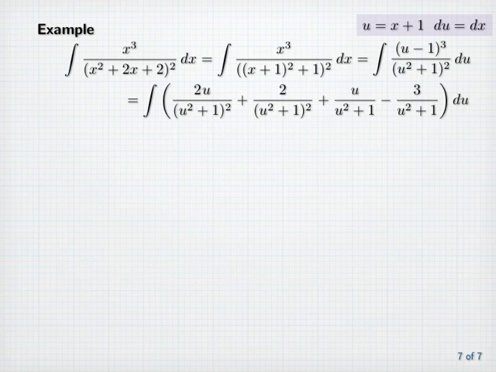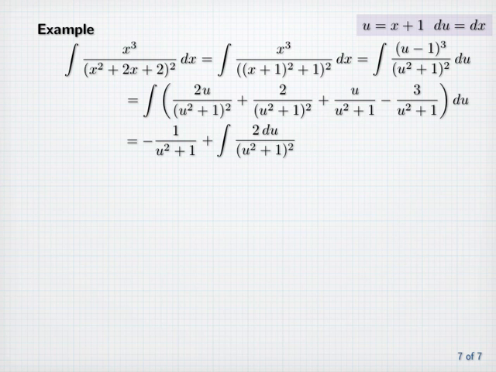Notice that in the first term, the numerator 2u is exactly the derivative of what's inside the square in the denominator. So if we were to substitute, say, v equals u squared plus 1, this would become dv over v squared, which would give us a minus 1 over v, so that term contributes a minus 1 over u squared plus 1. The second term is more complicated. Let's leave that alone for now. That's going to end up requiring a trigonometric substitution.